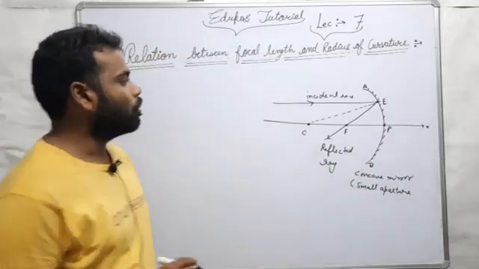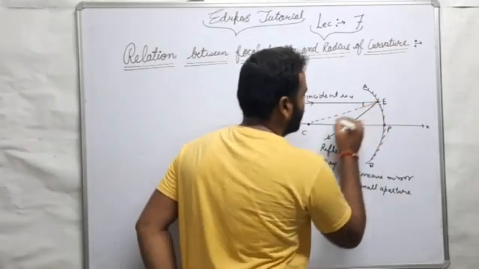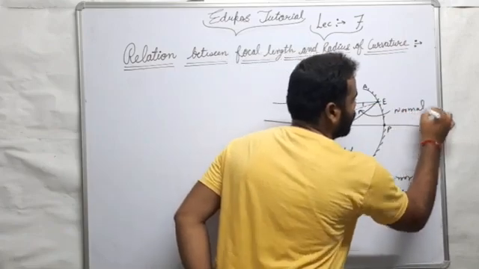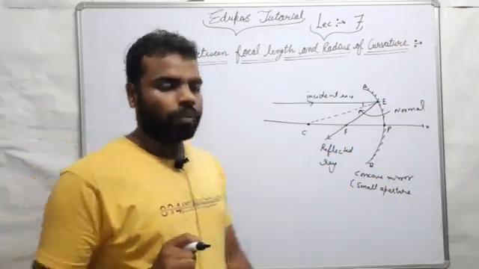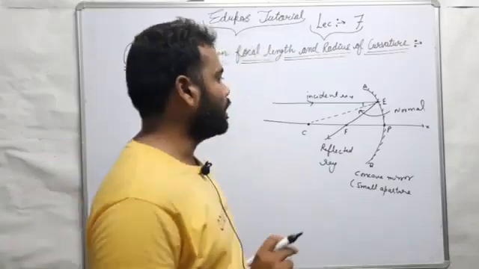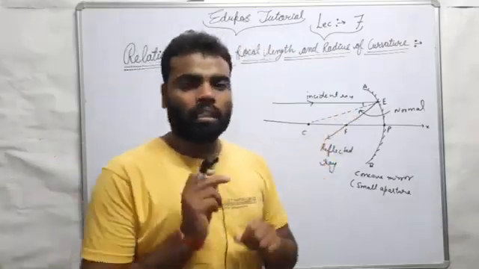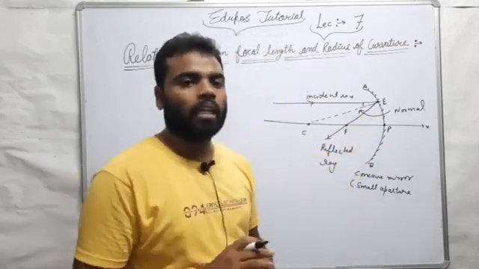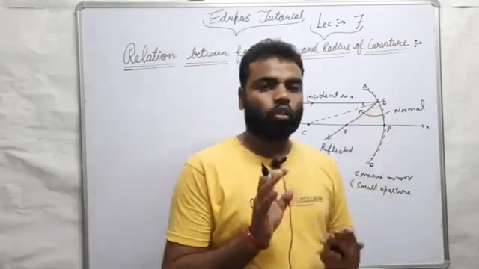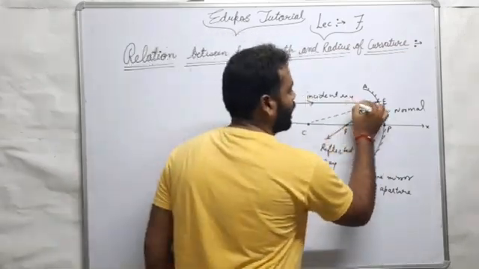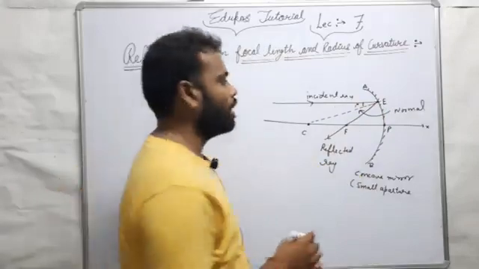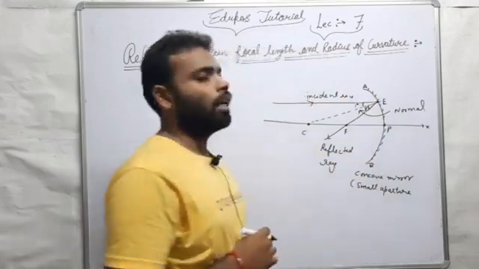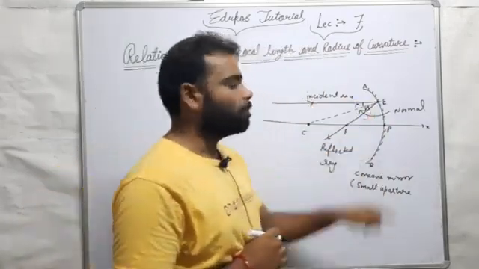Now this line is representing the normal, and in the law of reflection we have discussed that the angle of incidence is always equal to the angle of reflection. Plane mirrors and spherical mirrors both obey this law. So this will be the angle of incidence, represented by angle I. Now the angle CEF will be the angle of reflection. Clear?